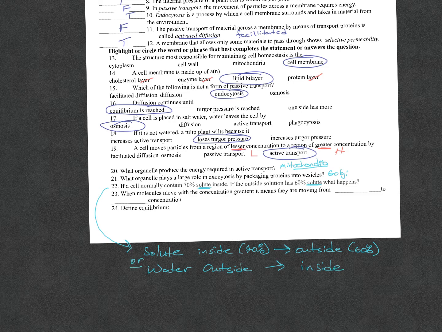When molecules move with the concentration gradient, it means that they are moving from high to low. Define equilibrium: movement of particles in both directions equally. All right.